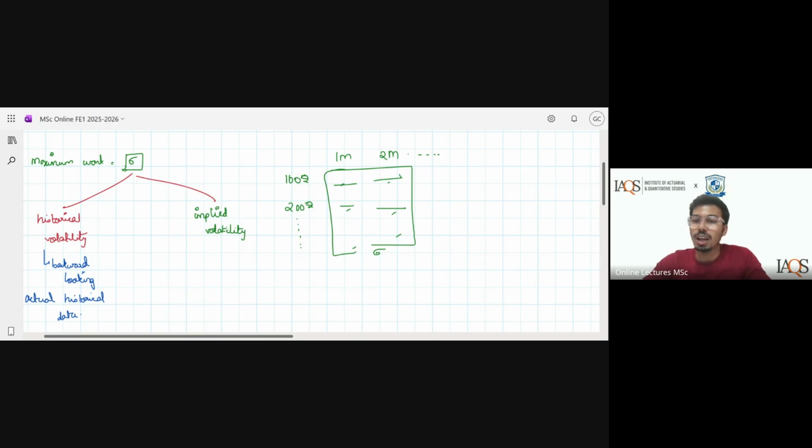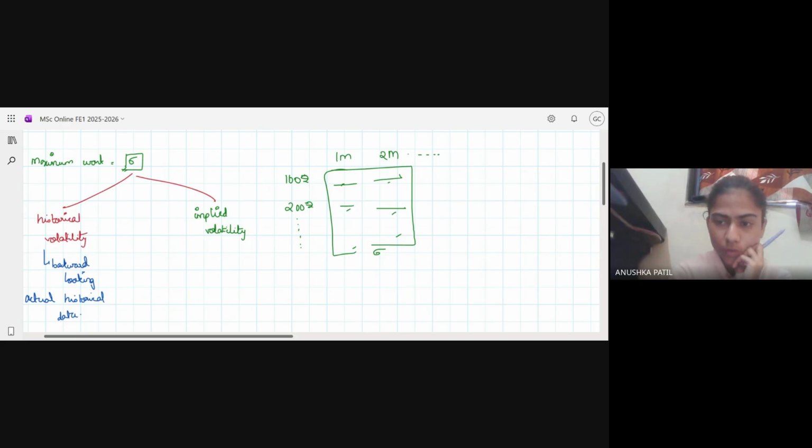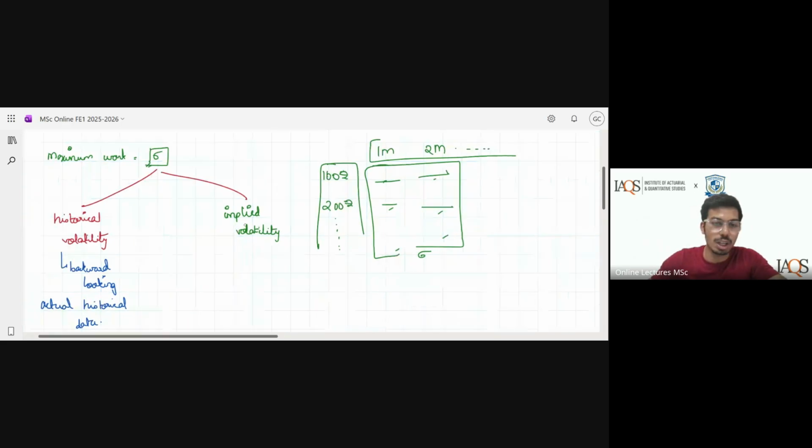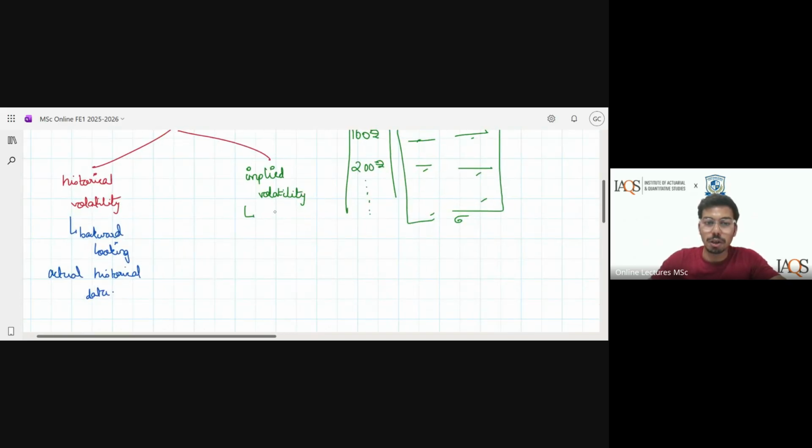Understood? Perfect. On an everyday basis, multiple such options get traded and multiple such calculations happen. Now, what tenors to take, what strike prices to take, those are defined by organizations already. They choose those specific strike prices, those specific times to maturity, and they create that entire volatility surface. This volatility is called implied volatility.